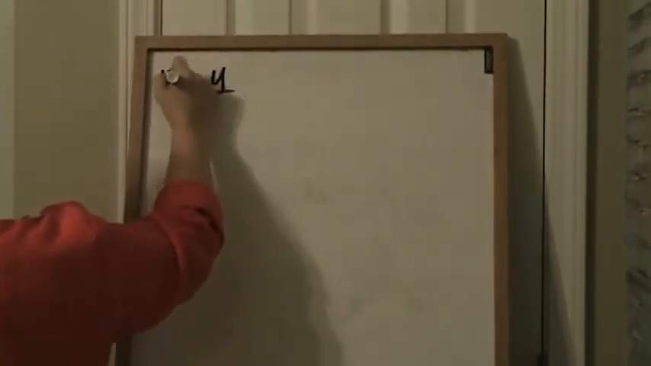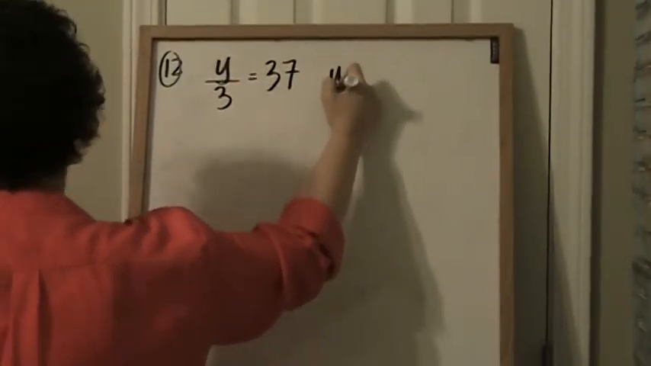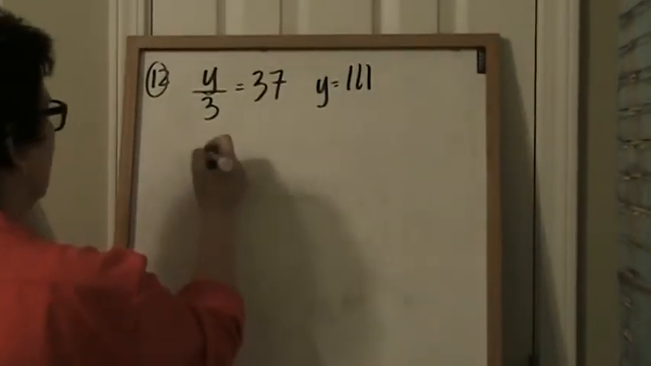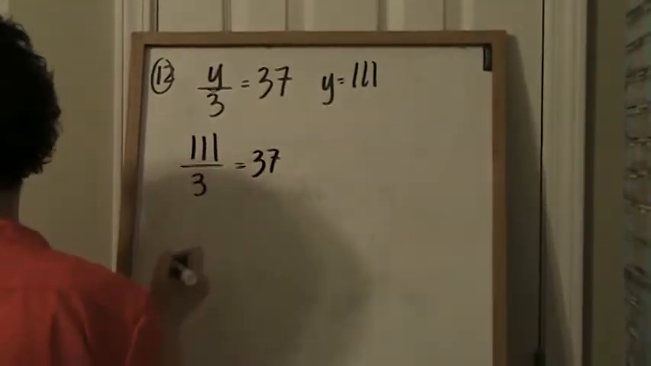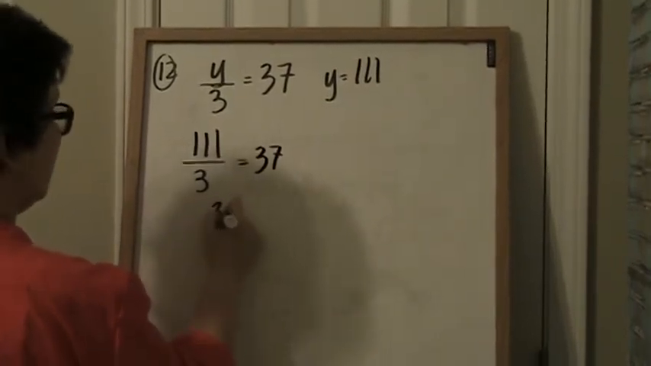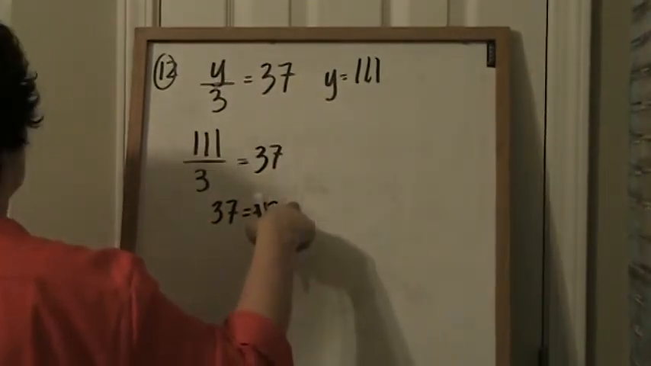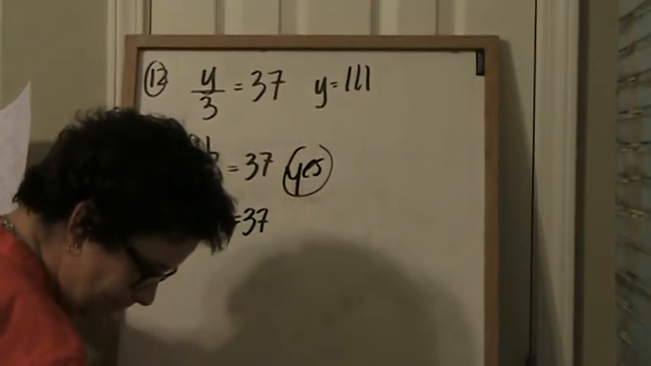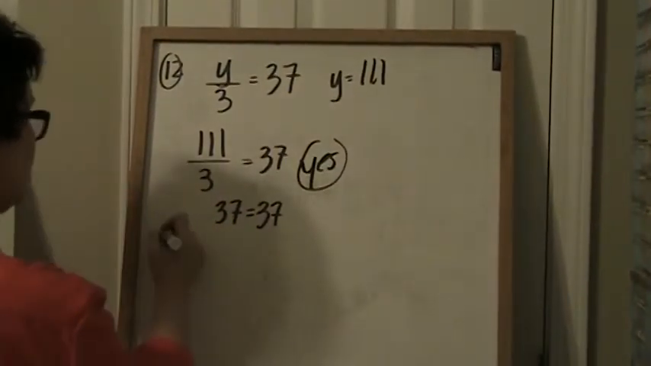Okay? Number 12 is y divided by 3 is equal to 37 if y is 111. Okay? Remember, I call it plugging and chugging. 111 divided by 3 is equal to 37. 111 divided by 3, what do you know, is 37, and that's equal to 37. So yes, 111 does make the equation true for number 12.